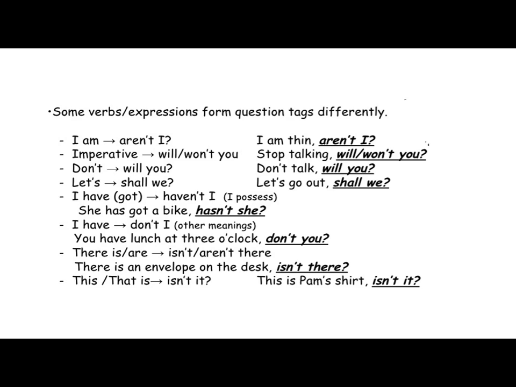I have got, haven't I? I possess. Here the verb have is used as a possessive. That's why we are using haven't I. She has got a bike, hasn't she? I have, don't I? Why? Other meanings than the possessive. You have lunch at 3 o'clock, don't you? There is or are, isn't or aren't there? There is an envelope on the desk, isn't there? This or that is, isn't it? This is Palm's shirt, isn't it?